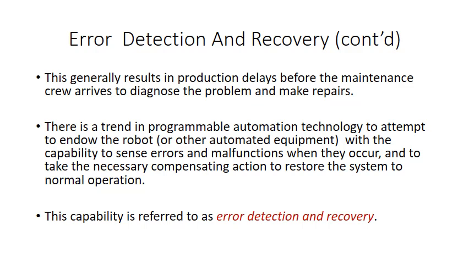This generally results in production delays before the maintenance crew arrives to diagnose the problem and make repairs. There is a trend in programmable automation technology to attempt to endow the robot or other automated equipment with the capability to sense errors and malfunctions when they occur, and to take the necessary compensating action to restore the system to normal operation. This capability is referred to as error detection and recovery.